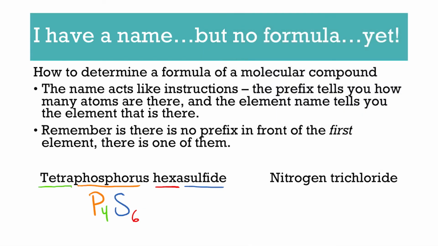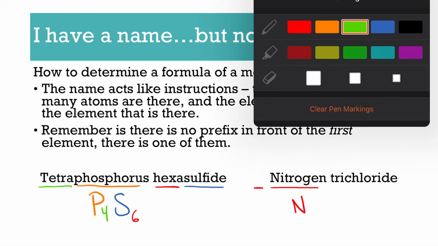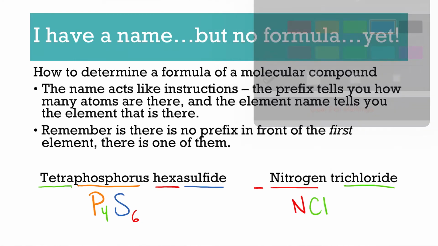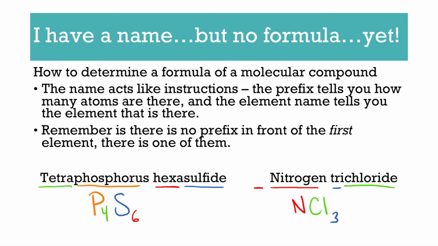So the next one, we have nitrogen trichloride. So nitrogen is just N, and because there's no prefix, we know that's a 1. But remember, those 1s are invisible, so we don't need them. Chloride, we're talking about Cl, and tri means 3. So you get NCl3.